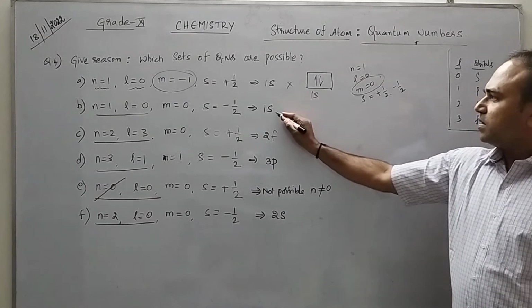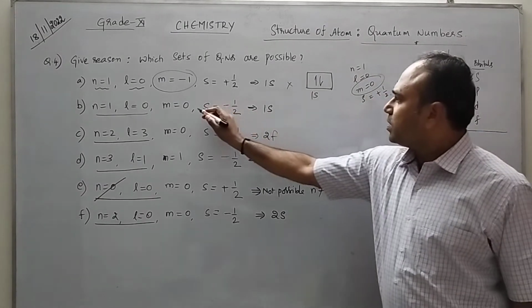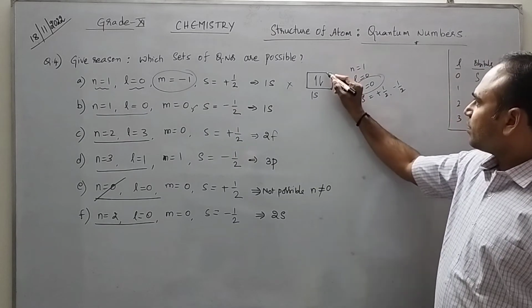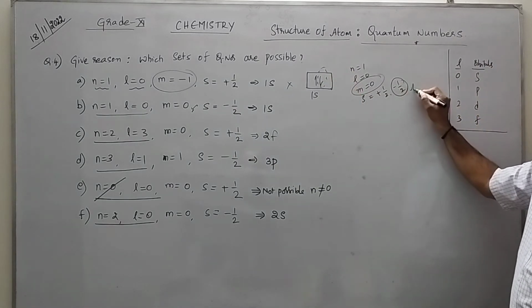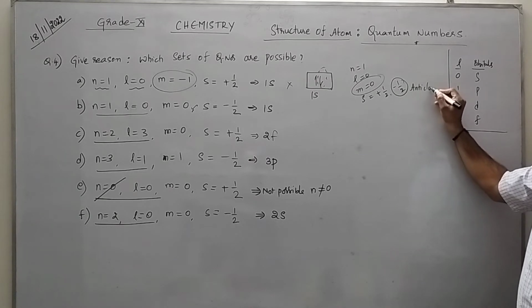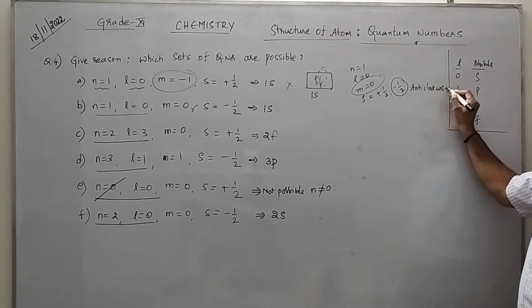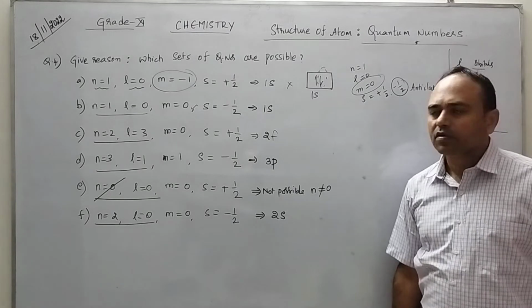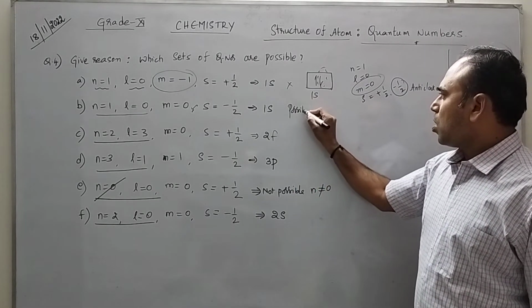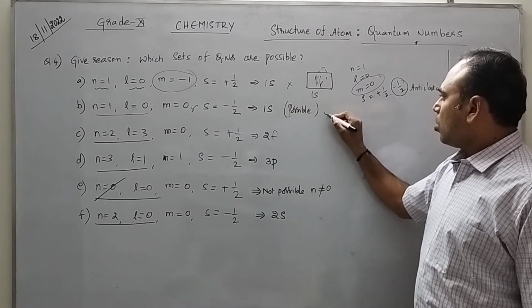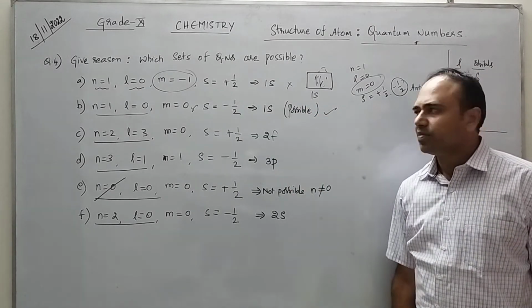Next, in the same way, here m is 0, it is possible, and s is minus half. So this second electron is having minus half, nothing but anti-clockwise spin. We have discussed all this in detail, so hence we can solve this very easily. So this is possible. All the 4 quantum numbers are possible.